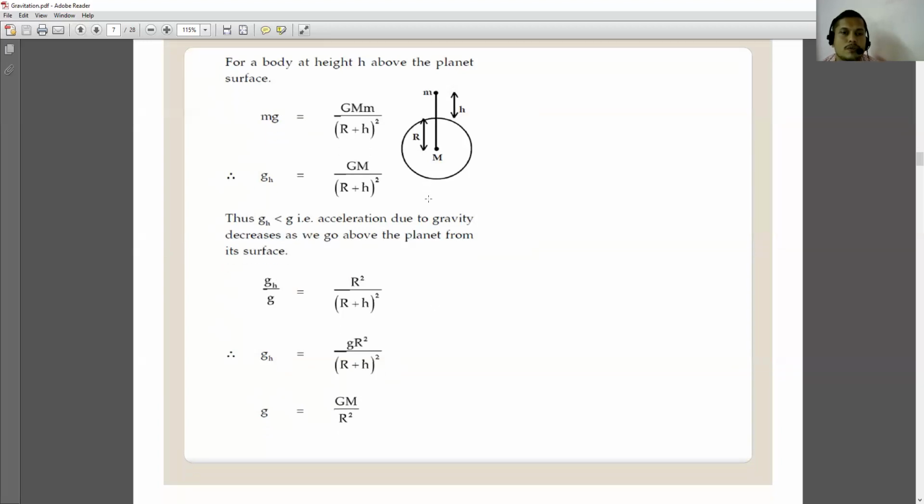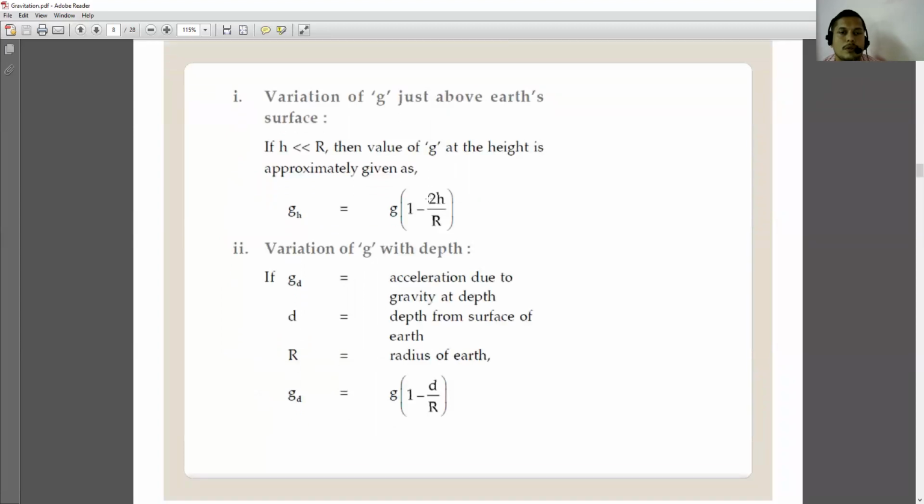So we can use these equations during our MCQ or numerical discussion. The next is variation of g just above the Earth's surface. If h is less than r, then the value of g at the height is approximately given as g_h is nothing but g into (1 minus 2h upon r). And variation of g with depth: if we consider the depth, then acceleration due to gravity is g_d, which is equal to g into (1 minus d upon r).